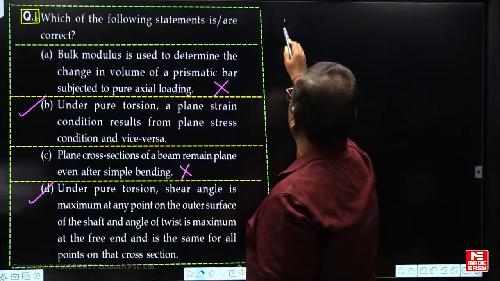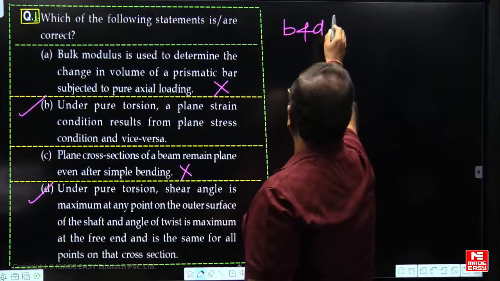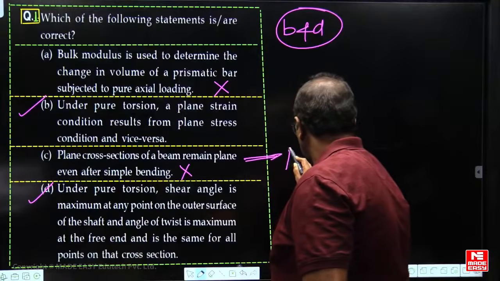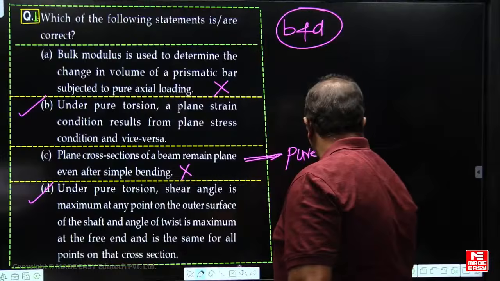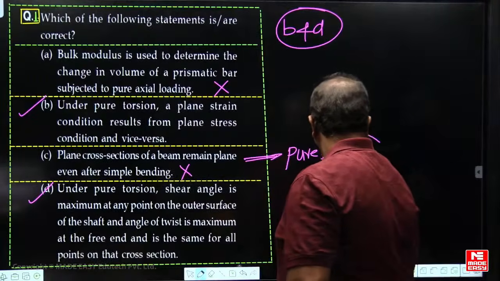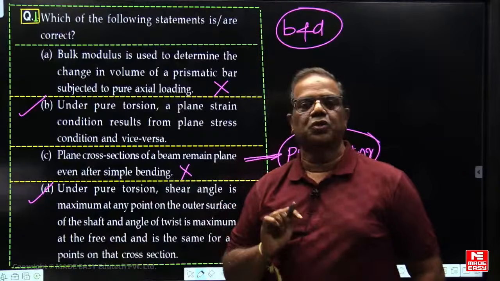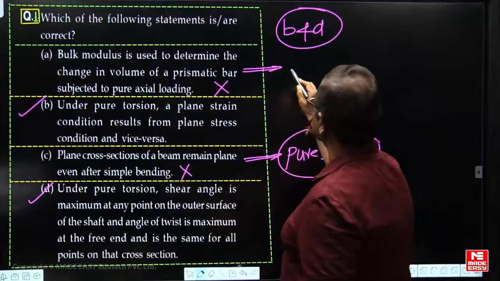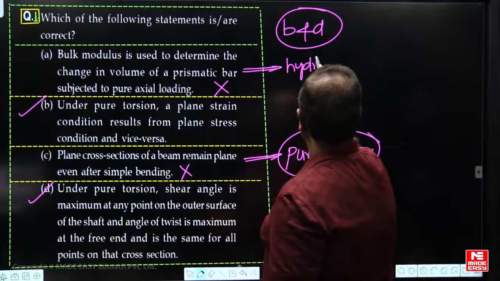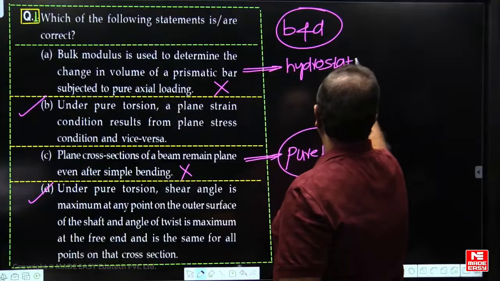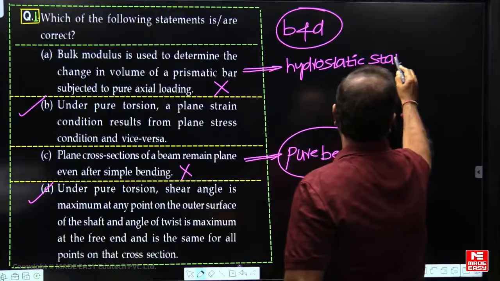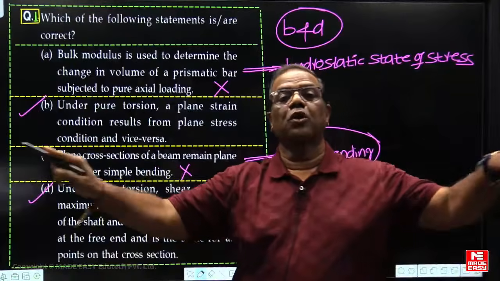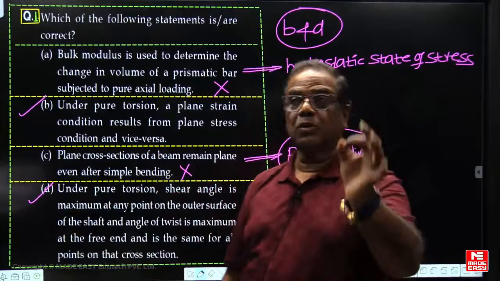So the answer for the question is: when is C correct? It is correct under pure bending. If pure bending were given in place of simple bending, then C would also be correct. Then when is A correct? Under hydrostatic state of stress. But under pure axial loading you get a uniaxial state of stress. So the answer for the question is B and D.